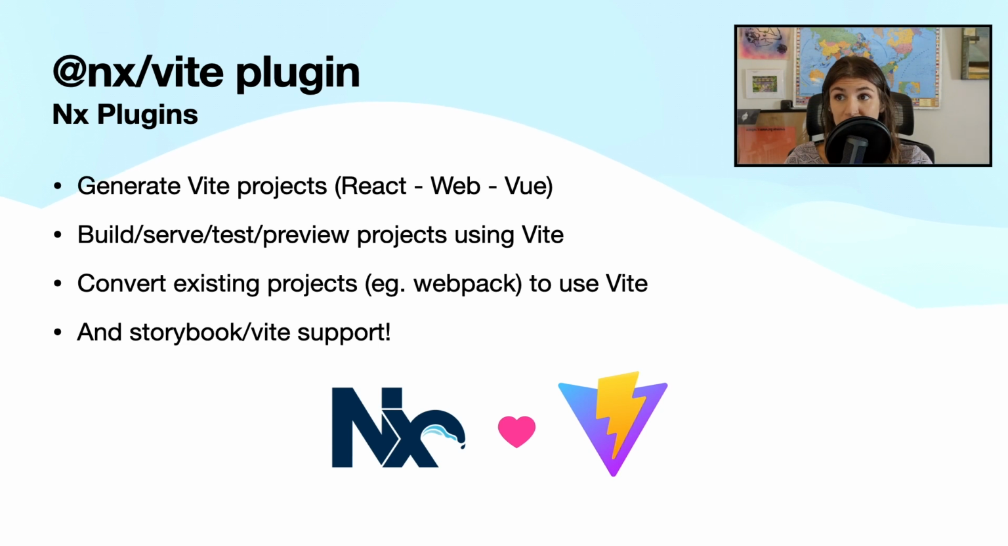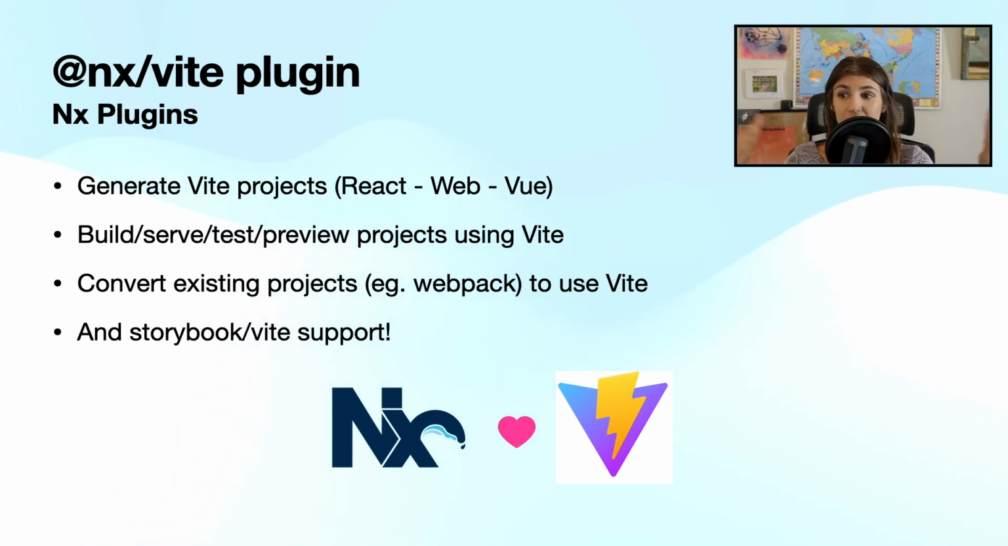So the Nx Vite plugin facilitates easy conversion and setup of Vite projects in Nx. You can generate Vite projects using the Nx Vite plugin for React, Web Components, or Vue. You can build, serve, test, and preview projects using Vite. You can convert existing projects, for example, Webpack projects, to use Vite. And of course, you get Storybook Vite support.